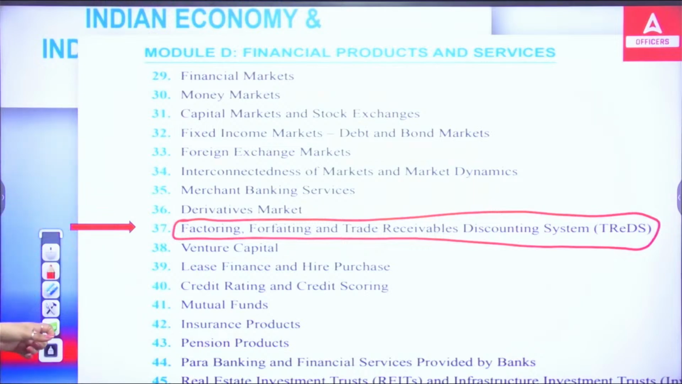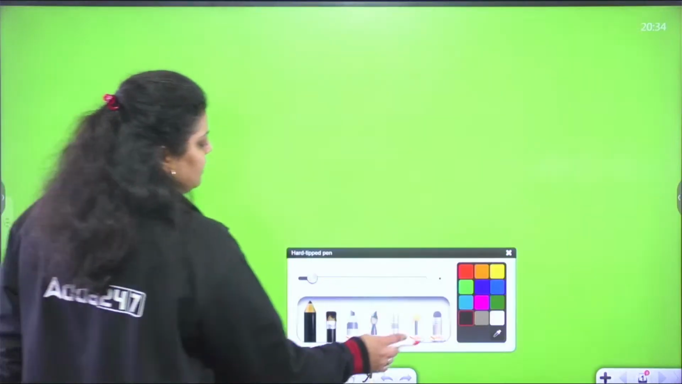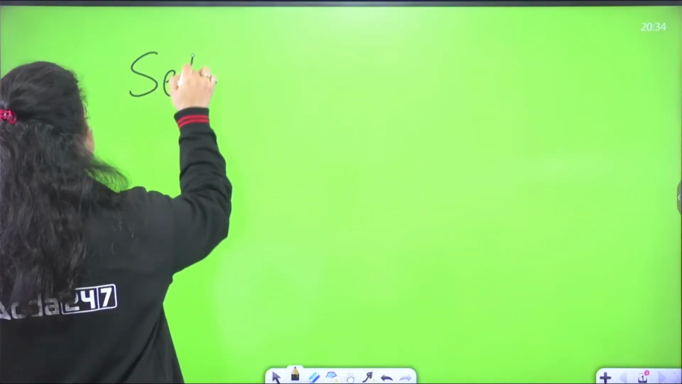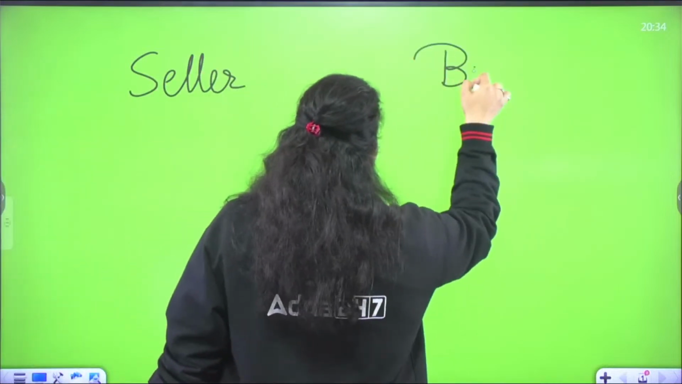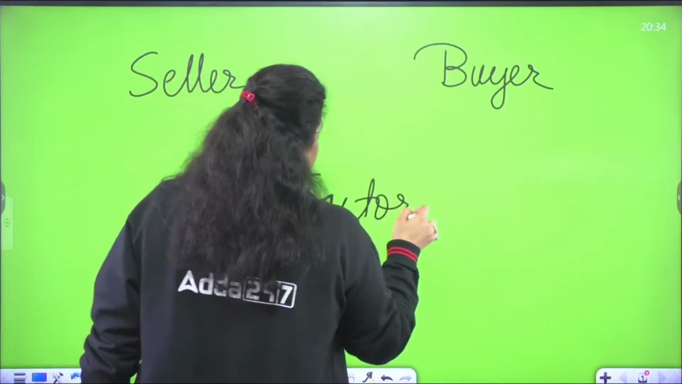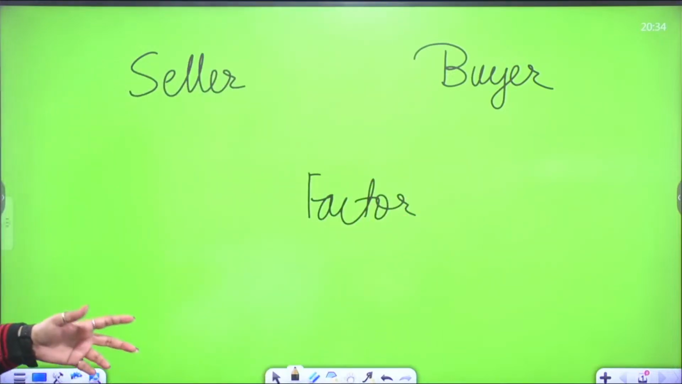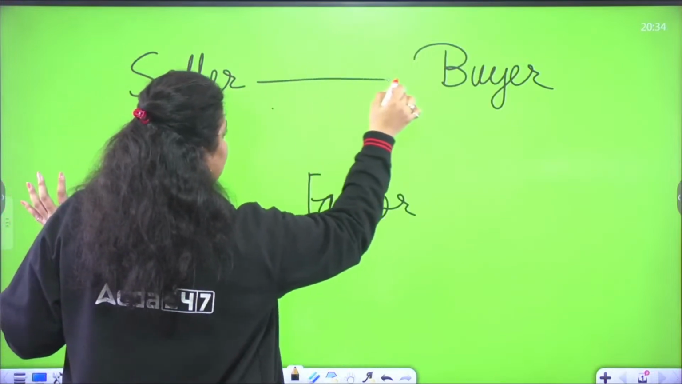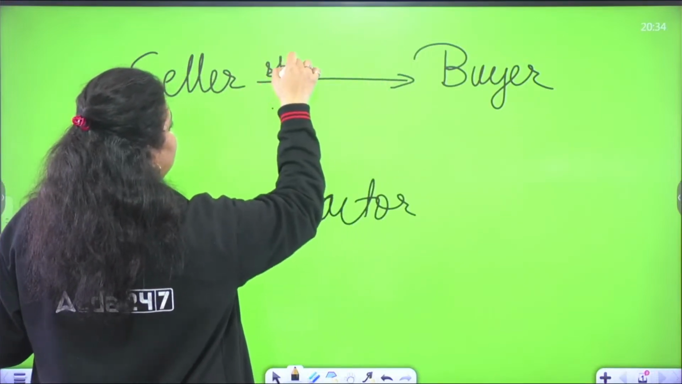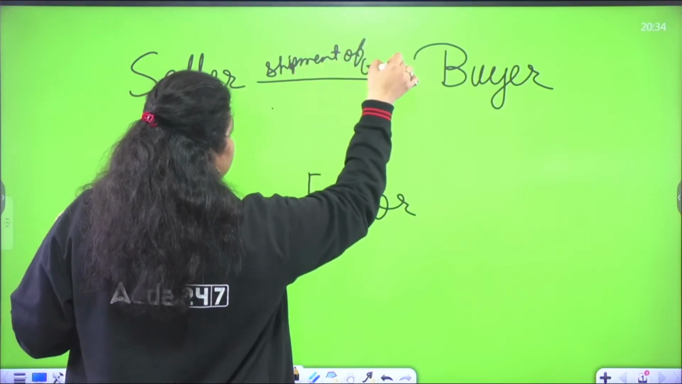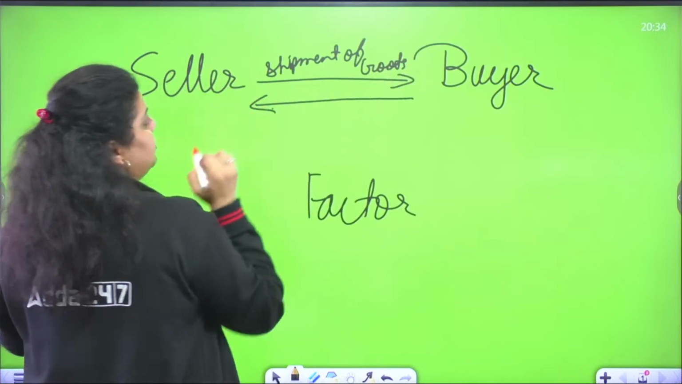When it comes to factoring, there will be certain parties. One will be your seller, one will be your buyer, and one mediator will be there, which will be known as a factor. The seller and buyer have a contract among them, and the seller has done the shipment of goods. The seller has sent the goods to the buyer. Now it's the responsibility of the buyer to make payment to the seller.